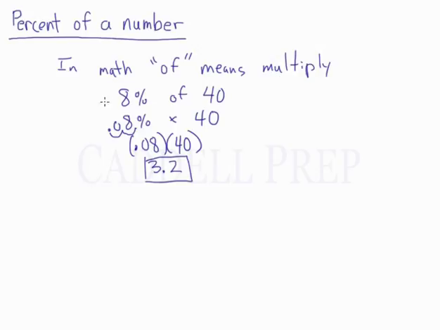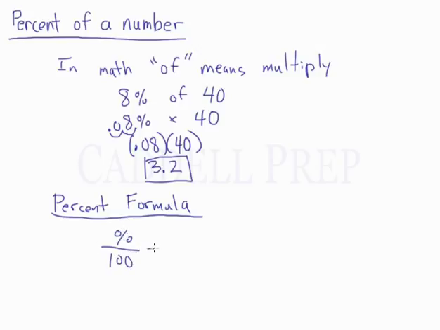There's another way to find a percent of a number, and that's using the percent formula. The basic way to write the percent formula is the percent over 100 equals the part over the whole. Generally in a question, the part is associated with is, and the whole is associated with of.